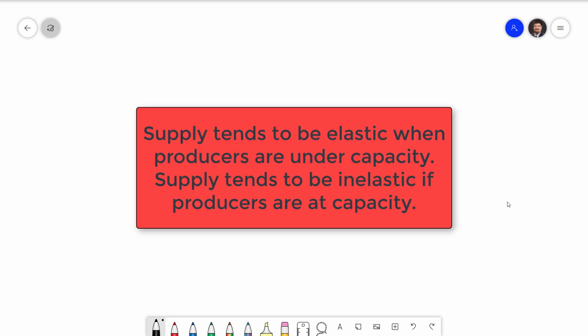If a producer is currently producing under capacity, its supply is going to be quite elastic. If they're under capacity, it's very easy to ramp up production if the price goes up. On the other hand, a producer who is near or at its full capacity of production is going to have a relatively inelastic supply because it's more difficult to respond to a price change, because there's not as much they can do to increase their quantity supplied.